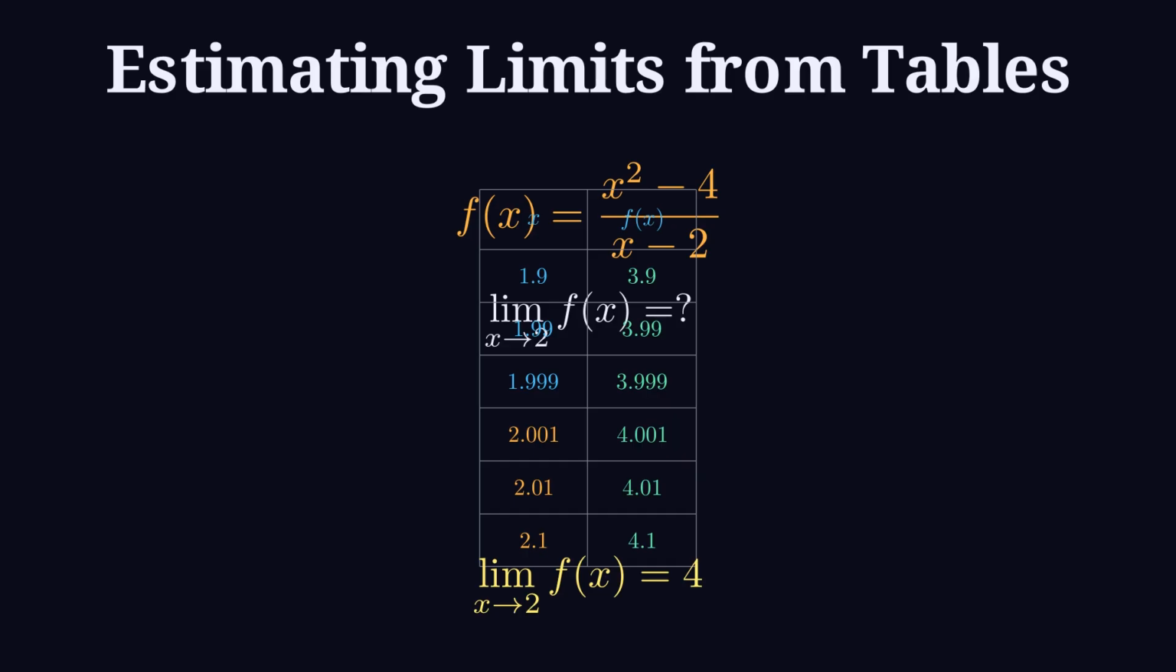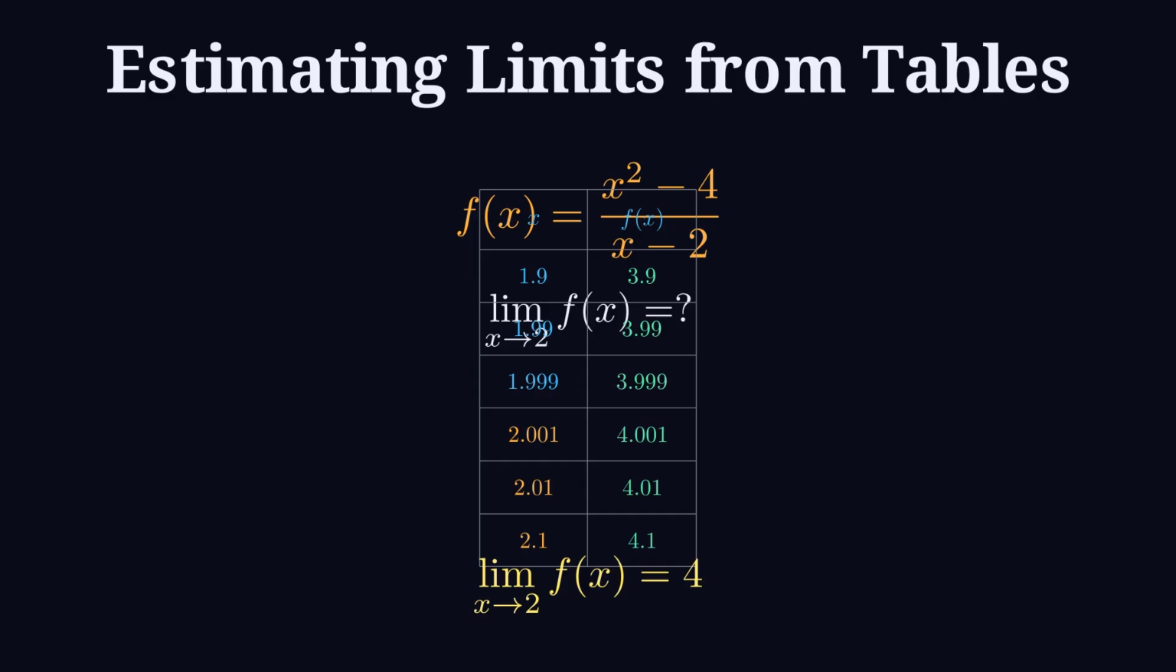Another way to estimate limits is with a table of values. Take f of x equals x squared minus 4, all divided by x minus 2. If we try to plug in x equals 2 directly, we get 0 over 0. That is undefined. But we can build a table, plugging in values that get closer and closer to 2.